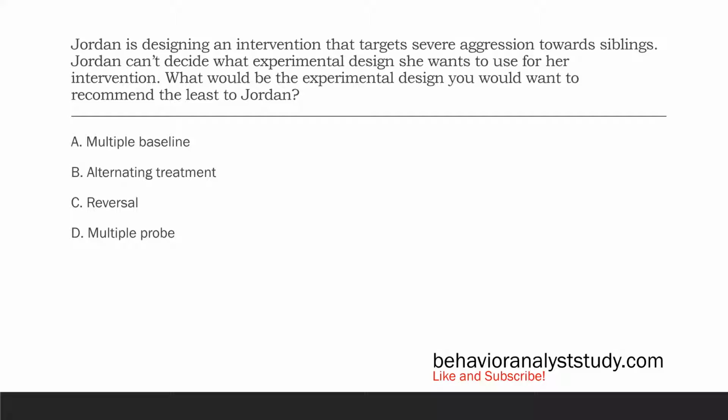What about reversal? Well, for all the reasons we just talked about, reversal is just not ideal. Because if we do accomplish our goal of reducing severe aggression, reversing that intervention just for her research is not ethical. First and foremost, we're still acting in the best interest of the client. So doing a reversal design here is putting Jordan in a very tough spot if she is successful. And then multiple probe, sure, just like multiple baseline, could be a good option, albeit a slower one, but at least you could look across multiple settings. So in this case, you're having severe aggression. What would be the experimental design you would want to recommend the least? Going to be a reversal.